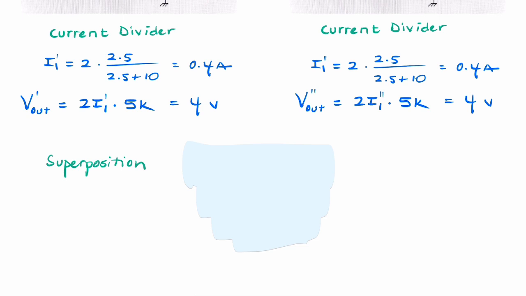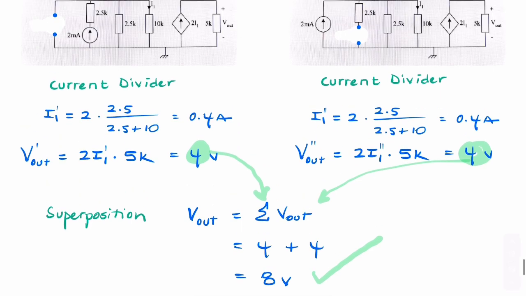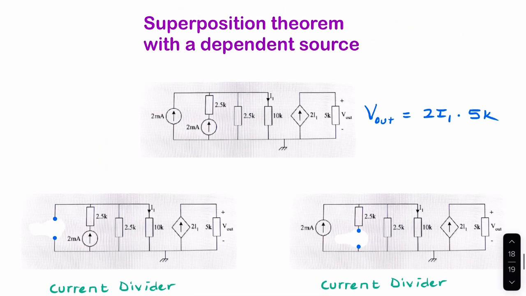Using the superposition principle, we can simply add these 2 values of potential. So 4 plus 4, that gives us 8 volts. So 8 is our final answer. That's the value of the potential V out using superposition.